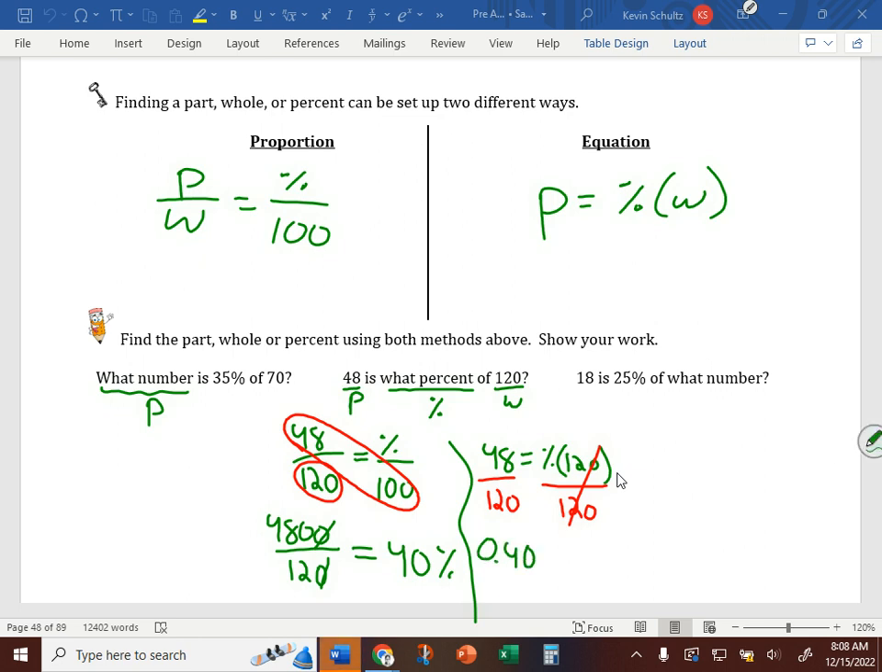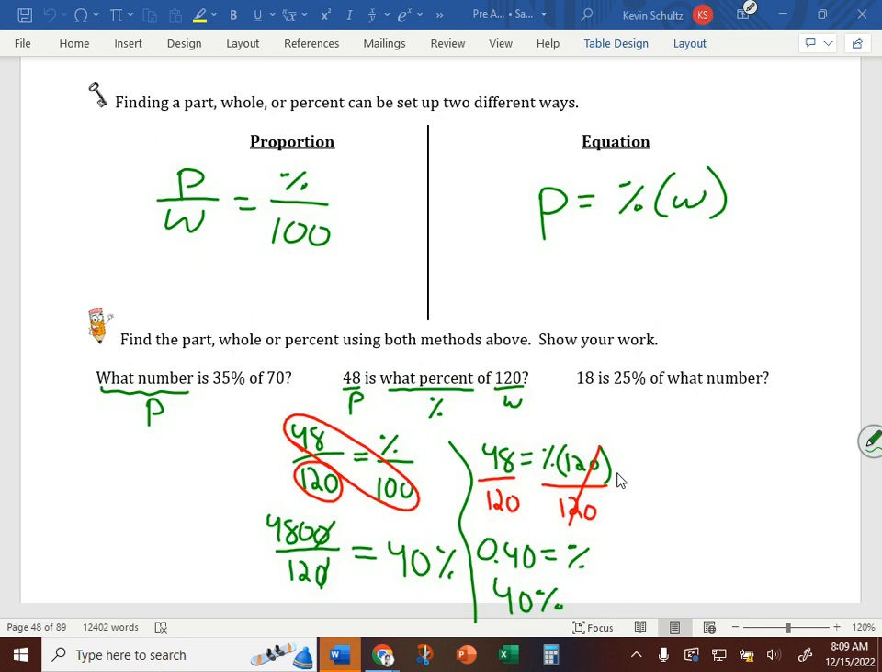0.40. And remember I said that the equation method is for those who prefer percentages as decimals. 0.4 isn't our answer. We now have to convert that. What is 0.4 as a percentage? 40%. Okay, 40%. Same answer we got before, right? So the method works. It's just a matter of which one you prefer.